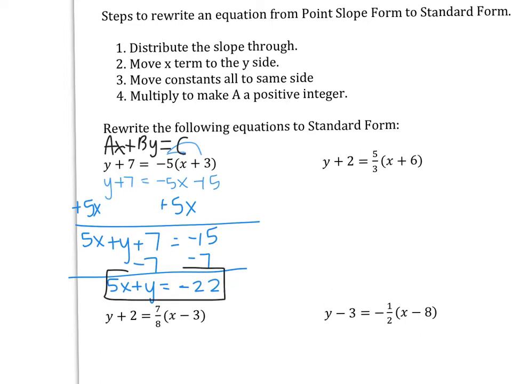5x is positive, and this is simplest form. Meaning I can't take anything out of the 5x, the 1y, and the negative 22. So this would be in standard form. Let's take a look at the next example.